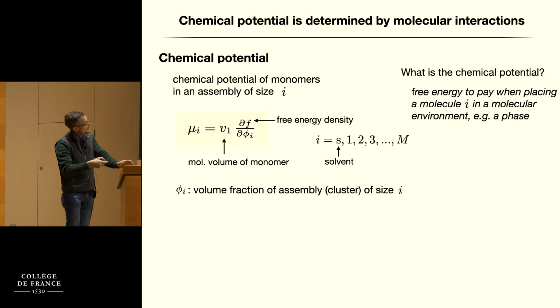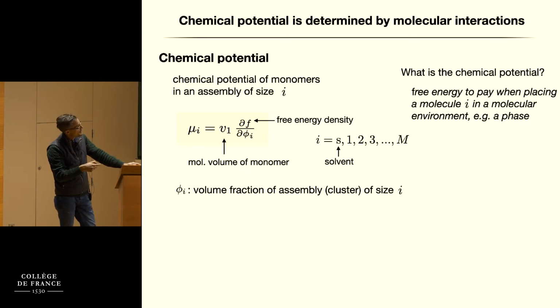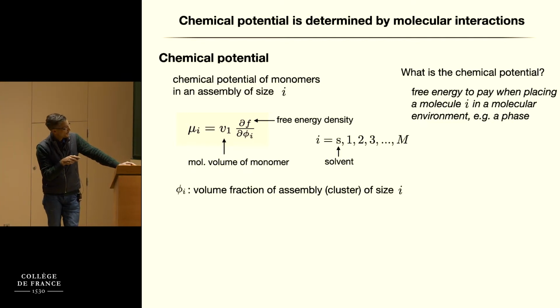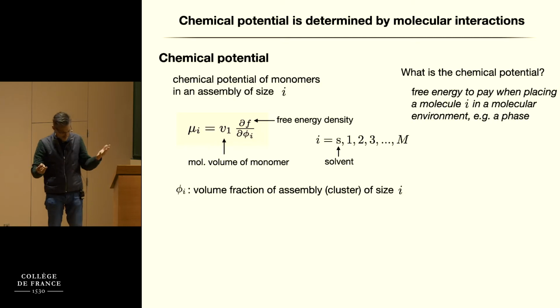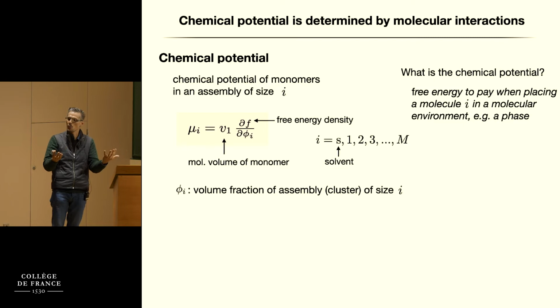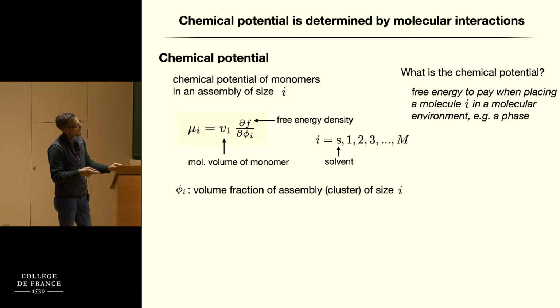Mathematically, it comes with this, not very difficult definition, but it's just the derivative for homogeneous systems with respect to concentration or volume fraction of the free energy density. And throughout my entire talk, I will talk about volume fractions of an assembly of size I. You can also read this as mass fraction, or if you like, as concentration. It's completely equivalent, but volume fraction is beautiful because everything adds up to 1. It's just a nice quantity, and it's very easy to use in compressibility.